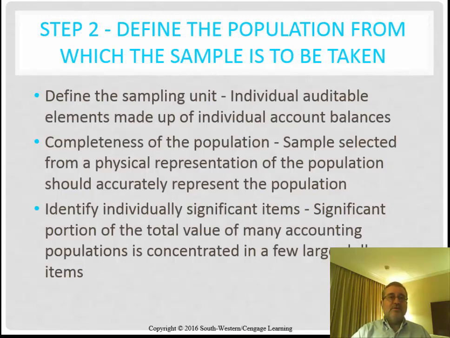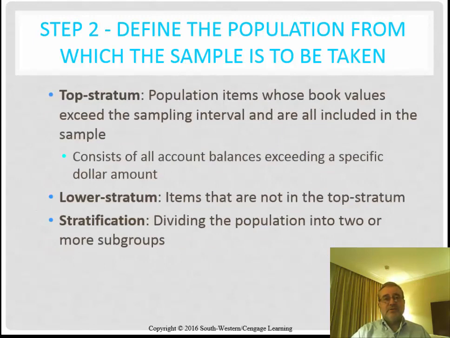So in step 2, we define the population from which the sample is to be taken. We define the sampling units, the individual auditable elements made up of the account balances. We determine the completeness of the population. This is absolutely critical, because if we have a population and it's not complete, then our sample results are not going to be correct. We identify individual significant items. A significant portion of the total value of the population may be concentrated in a few large dollar items. So it's very important for us to understand the population.